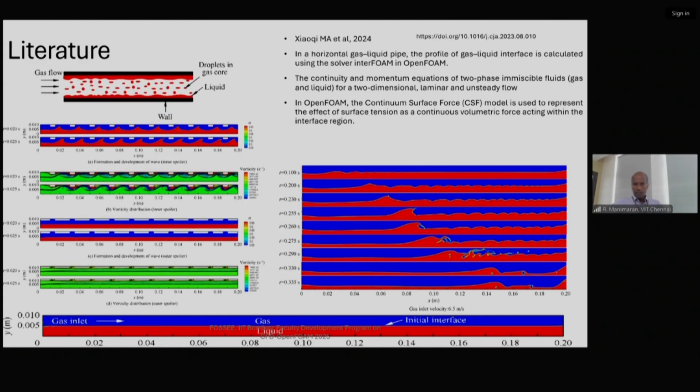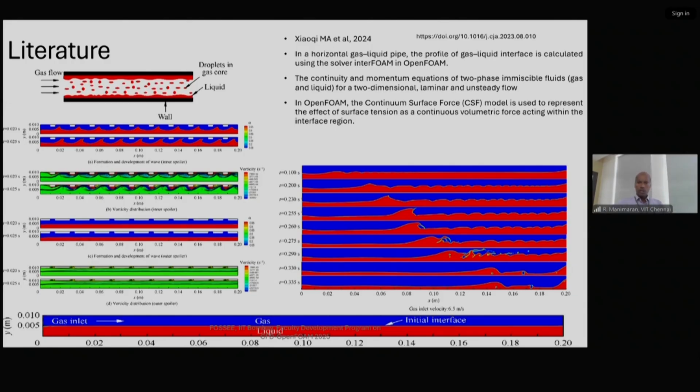And here is another interesting example of a horizontal gas liquid pipe. In a pipe, you have a gas flow, as we already saw in the initial slides. I've shown you the bubbly flow going from bubbly to slug flow, and then to annular flow and so on. So in a horizontal gas liquid pipe, especially, this is an application with respect to the rocket engine motor. You have a high-speed gas interacting with the liquid fuel.